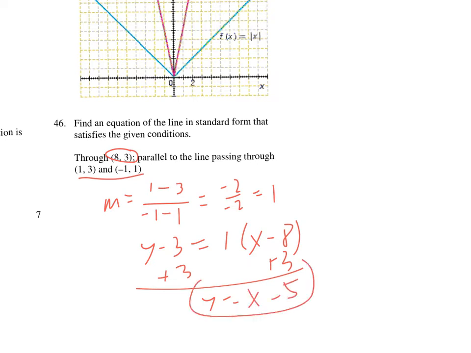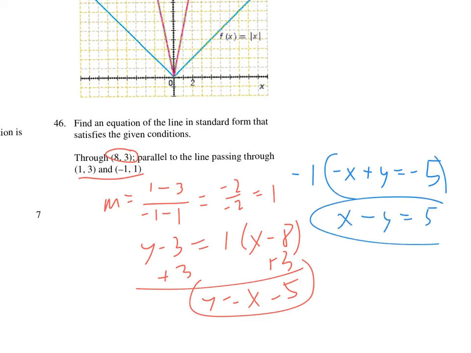I see, though, that the answer is in standard form, so what we can do then is just move the x over to this side, and then usually they multiply that by negative 1, so they have their x value as positive. So those would also be correct.